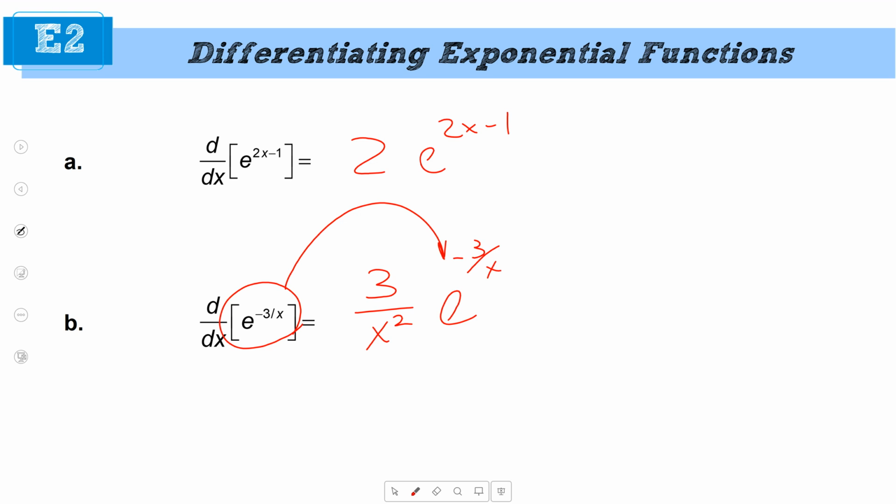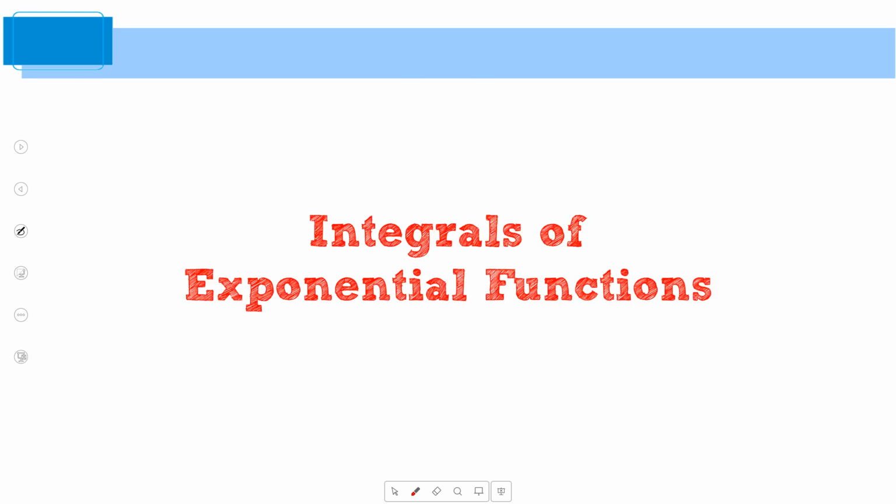Quotient rule is a possibility, JJ. Or you could write it as negative 3 times x to the negative first. It's entirely up to you. Yeah. But you get the same answer. Let's move on. This will be fun. If the derivative of e to the x is e to the x, what's the integral of e to the x?